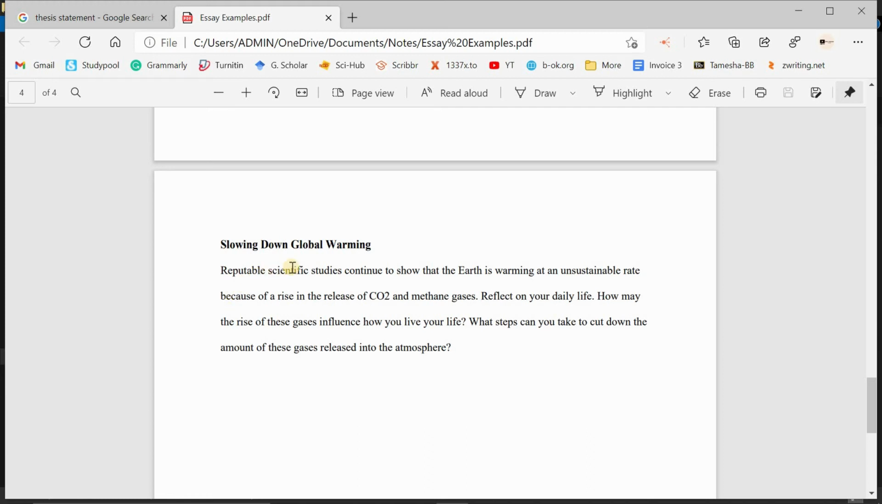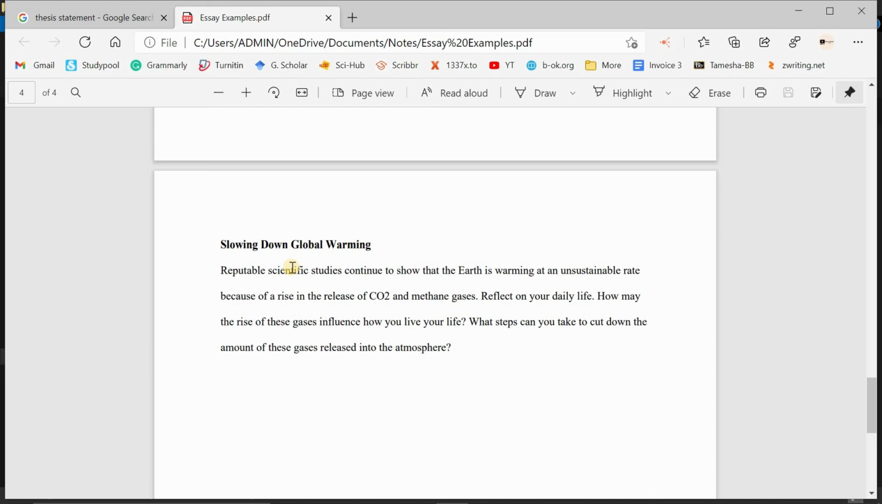Reputable scientific studies continue to show that the Earth is warming at a terrible rate because of rising CO2 and methane. Reflect on your daily life. How may the risk of these gases influence how you live your life? What steps can you take to cut down the amount of these gases? Okay, so this, of course, you can approach as an essay.